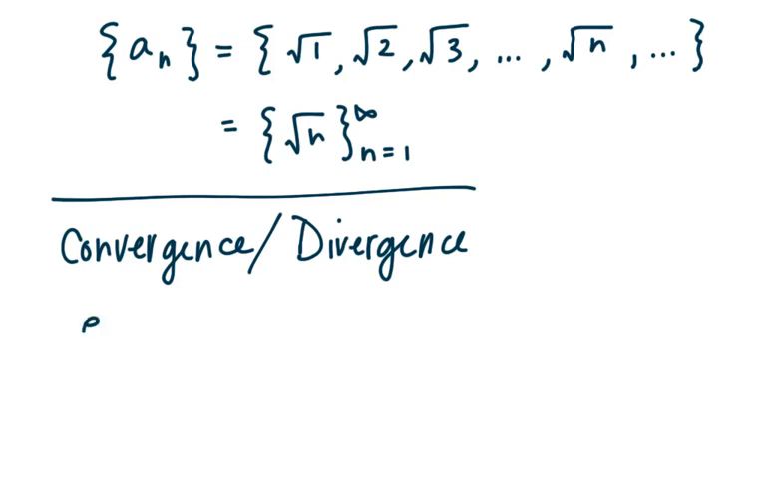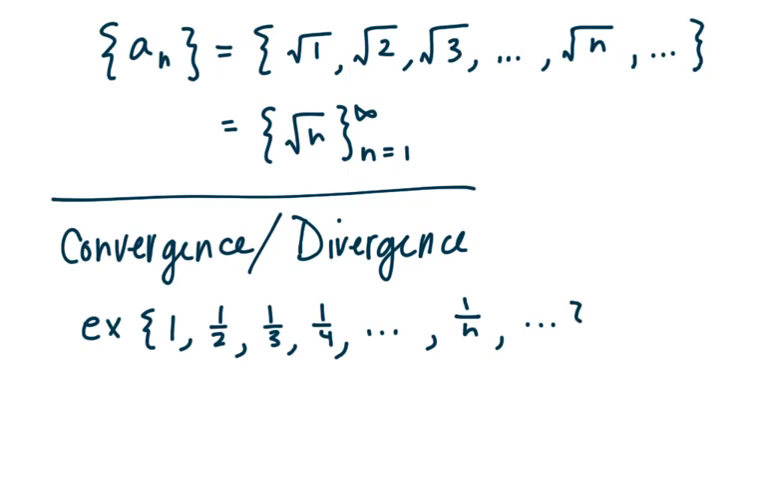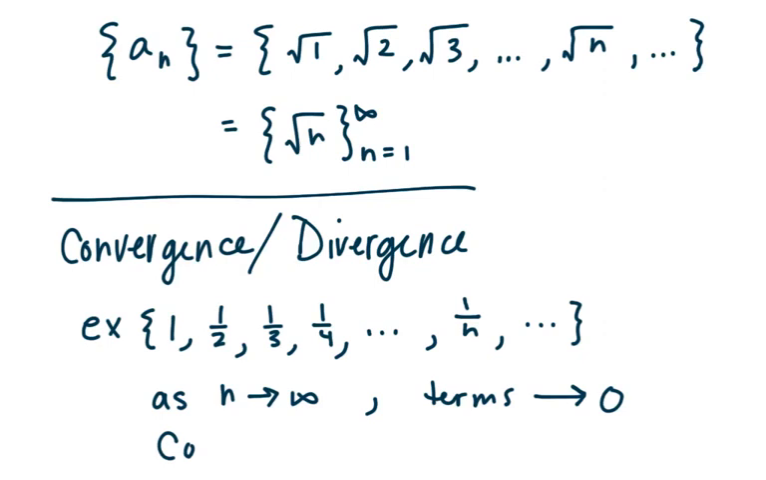An example of what that might look like: 1 divided by 1, 1 divided by 2, 1 divided by 3, 1 divided by 4, all the way up to some nth term, 1 divided by n. And so in this sequence, what we can notice is that as n becomes infinitely large, what value do the terms appear to approach? The terms approach 0. And as they start to approach a specific number, this is an indication of convergence. We could say it converges to a specific value.